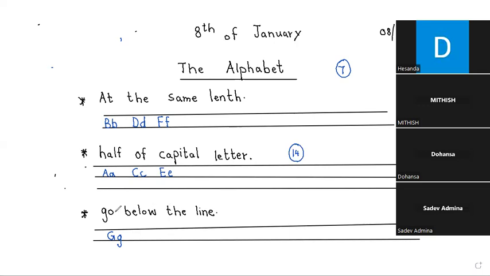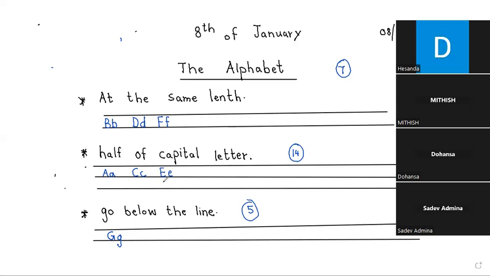Then everyone knows, right? How many simple letters are there which go below the line? 5, right? Then all together, 14 plus 5, 19. 19 plus 7, 26. 26 letters are there in the alphabet, right? Capital letters and simple letters, you must know how to write the size of the letters.